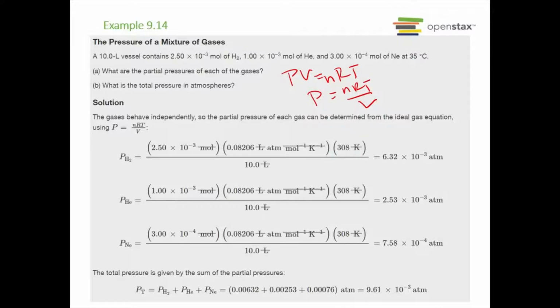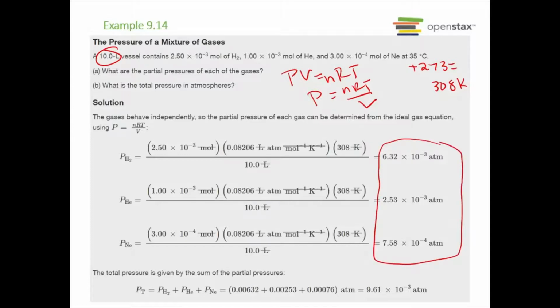Okay, we're told our n's. We know our temperature. We need to add 273 to it, so we have 308 Kelvin. We're told the volume of the vessel is 10 liters. Plug and chug, and you get atmospheres for your pressures. So now you have each of their partial pressures. The total pressure, you add them up, and you get 9.61 times 10 to the negative third ATM.